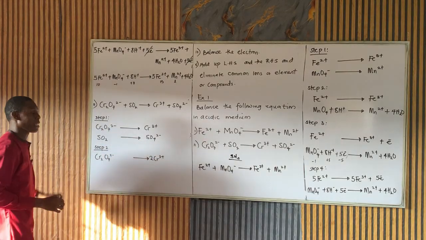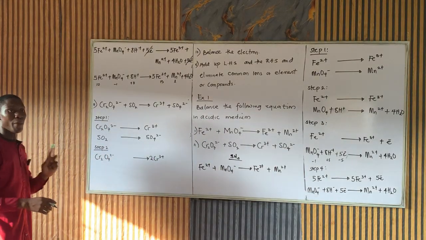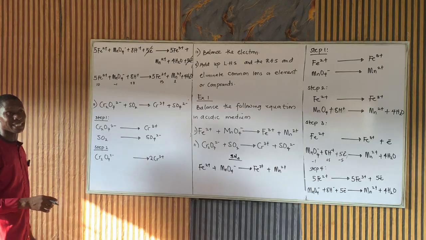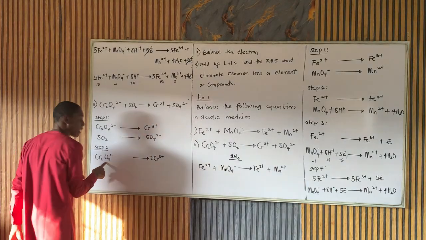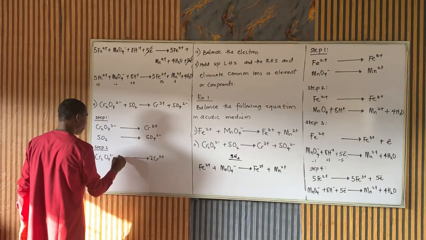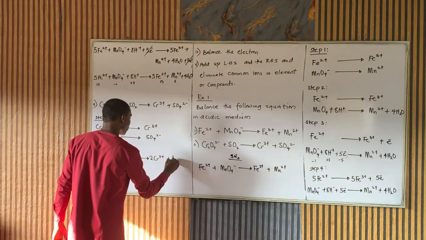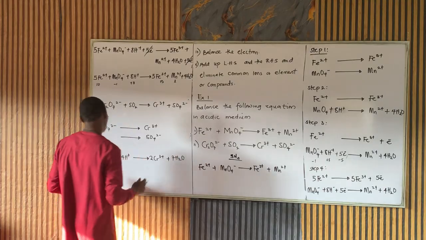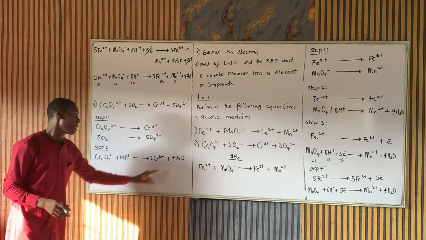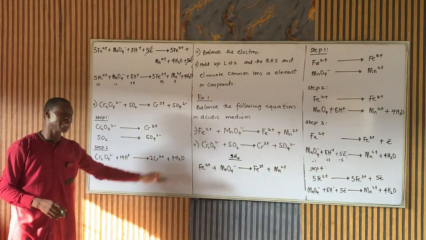I've balanced the chromium now. The next one is the oxygen. We know we balance the oxygen with hydrogen ion since we are told that this is acidic medium. So how many oxygen do I have here? We have 7. So we have to add 14 hydrogen ion. And right here we have 7 molecules of water. Now the oxygen is balanced because 7 oxygen here, 7 oxygen here, and 14 hydrogen here, 14 hydrogen here.